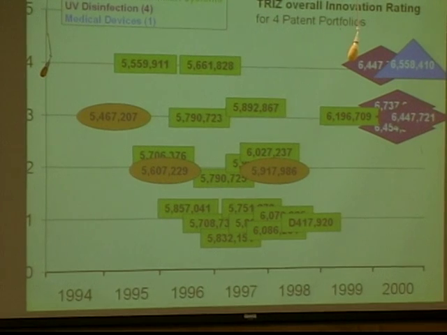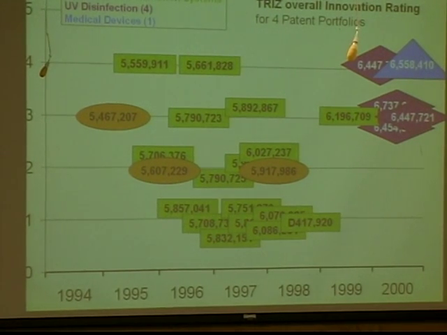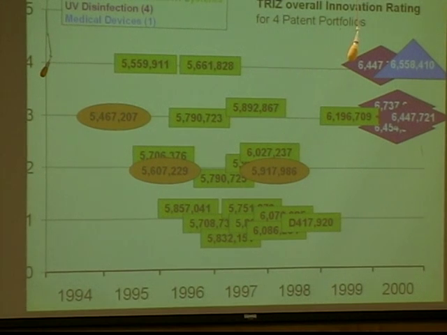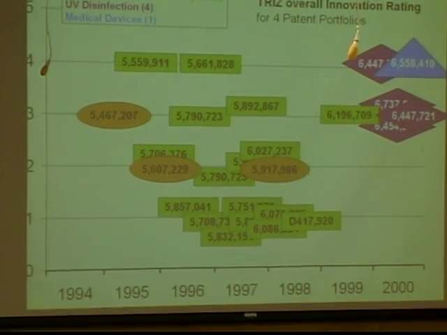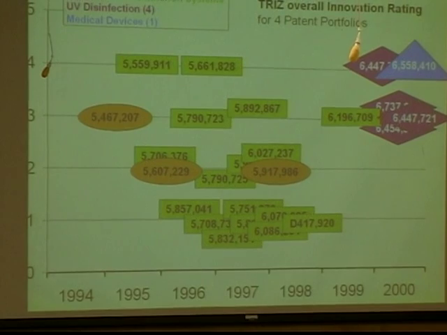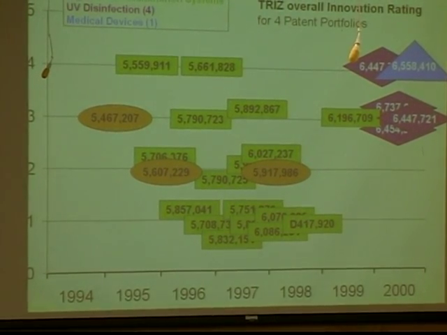Now this is a very powerful slide. We are comparing the different portfolios here. The x-axis depicts the timeline of the development of the patent portfolios, actually of the issue of the patents. Those are patent issue dates. The y-axis depicts the innovation level according to the TRIS analysis.